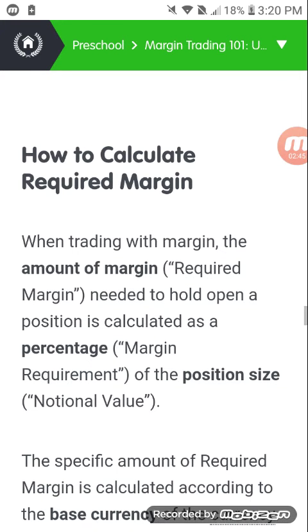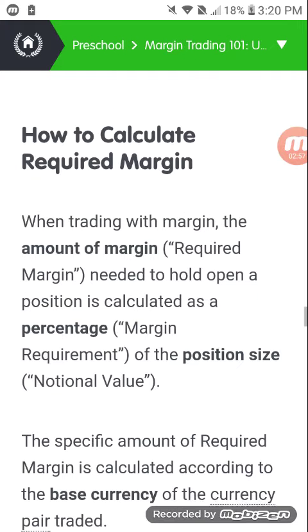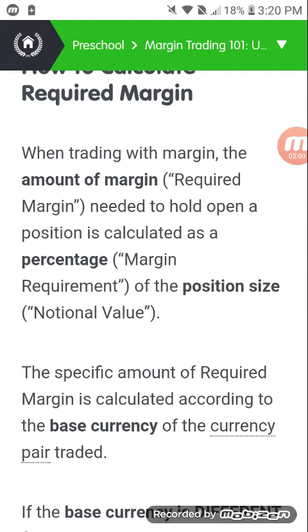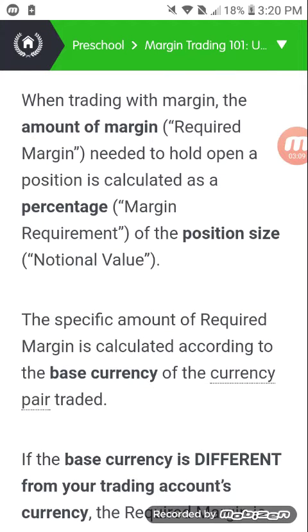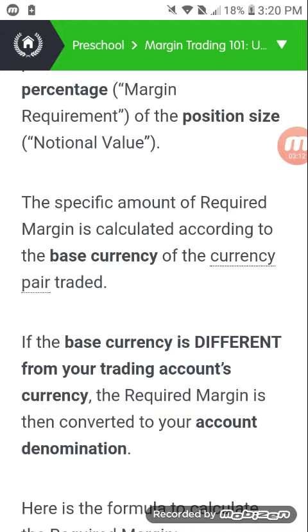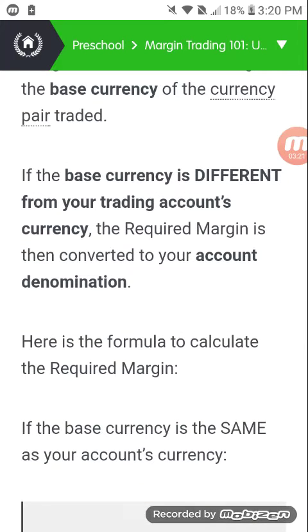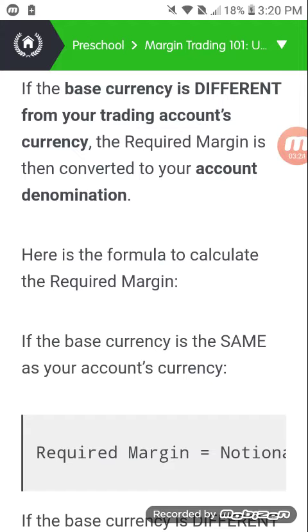Okay, so how do you calculate the required margin? When trading with margin, the required margin needed to hold an open position is calculated as a percentage, the margin requirement, of the position size's notional value. The specific amount of required margin is calculated according to the base currency of the currency pair traded. If the base currency is different from your trading account currency, the required margin is converted into your account denomination. It's all done in MetaTrader for you, but this is just the proof of it.